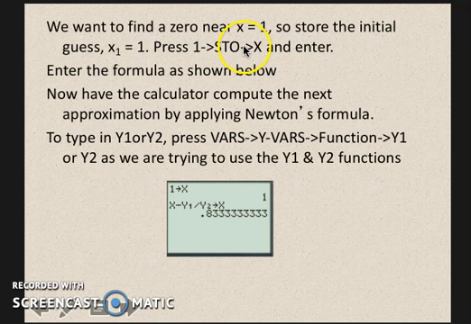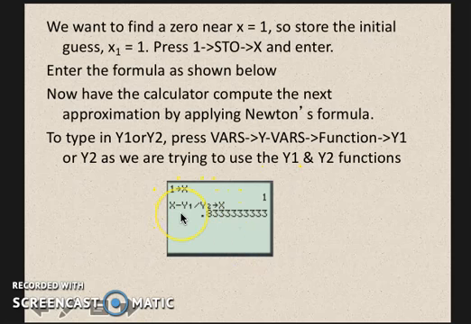You want to find a zero near x1, so store the initial guess x1 equal 1. How do you do that? You press 1, then you press the store key, that's just above the on key on your calculator, and then you press alpha x and hit enter. So your initial x1 is stored as 1. You have assigned the value 1 to the variable x. Now you have to enter the formula.